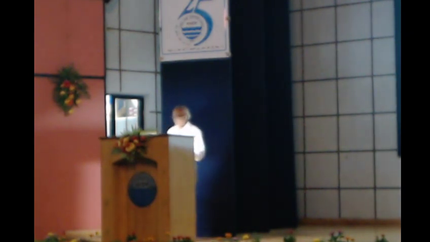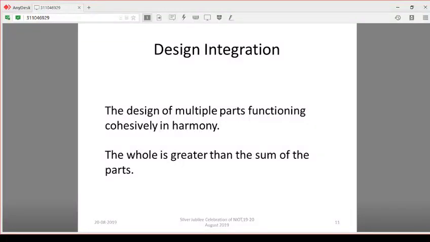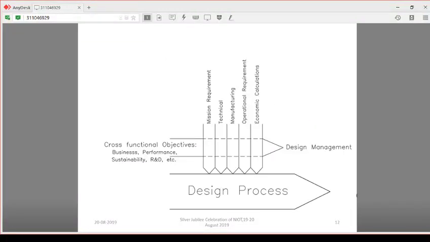The whole is always greater than the sum of individual parts. So there is this slide, and I have one more slide to show. There are various activities shown in the vertical arrows, and you see a number of cross-functional activities such as business needs, performance, sustainability, research and development. All this must be done. The design process includes all this, including the cross-functional activities, and that is done by something called design management.